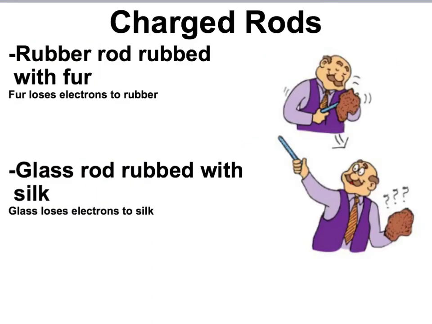The last slide that I want to talk about is to introduce a lab that we're going to do in class. It has to do with charging up rods. We're going to charge up two different types of rods, rubber rods and glass rods, by rubbing them with different objects. We're going to rub the rubber rod with fur, and we're going to rub the glass rod with silk. So what's going to happen? We're going to be charging by friction.